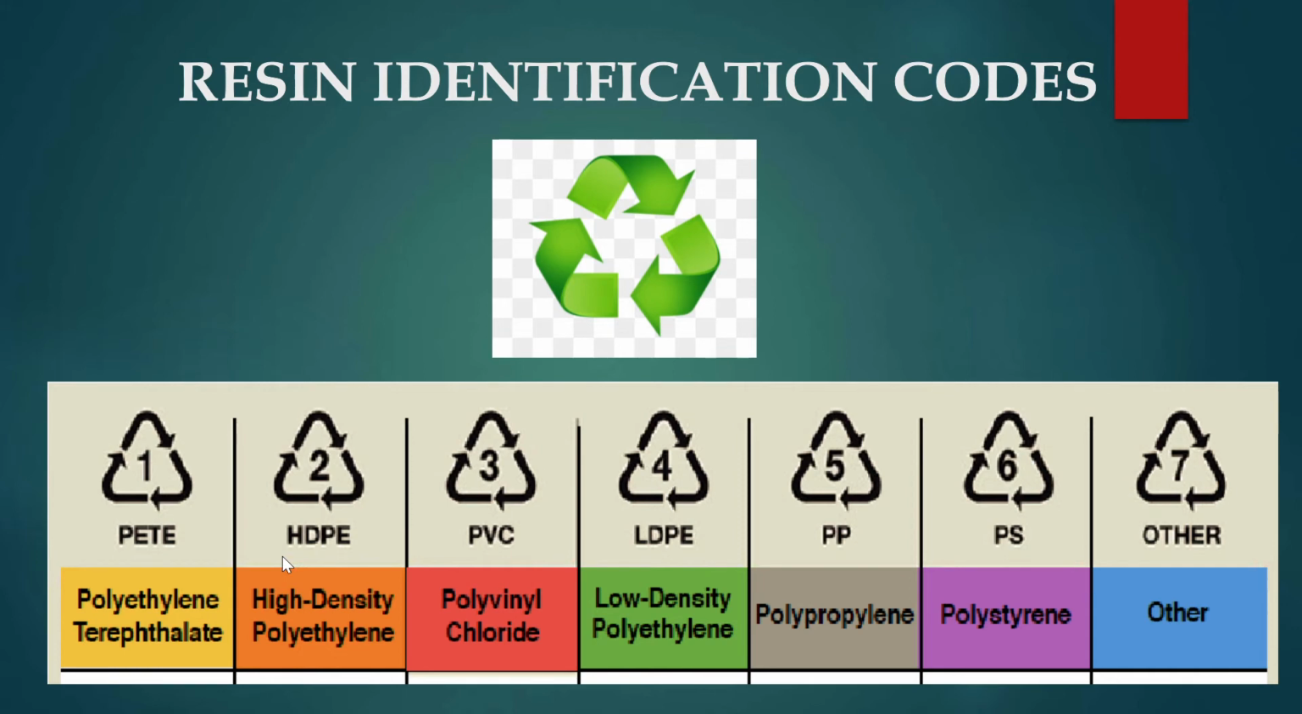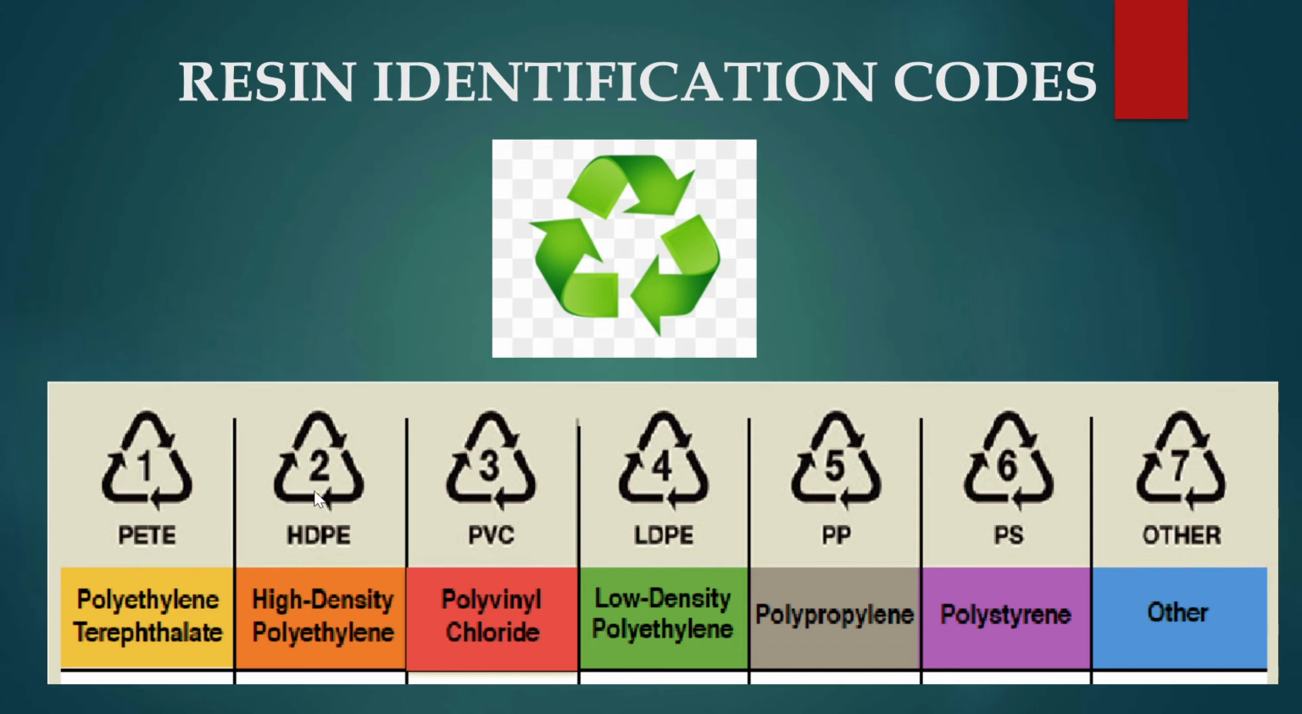Code 2 stands for HDPE, that is high density polyethylene. Code 3 stands for PVC, polyvinyl chloride. Code 4 stands for LDPE, low density polyethylene. Code 5 stands for polypropylene. Code 6 stands for polystyrene. And 7 stands for others. So I hope these resin identification codes are clear to you all. We have around 7 resin identification codes, and the most generally found resin identification code in most of our plastic articles is PET.